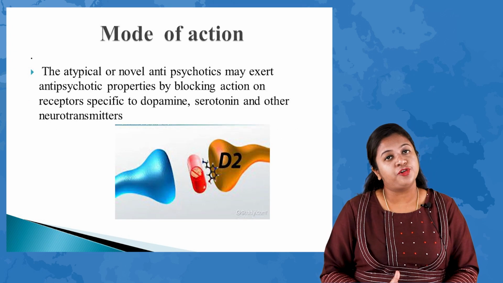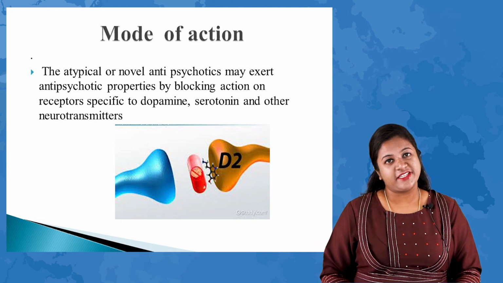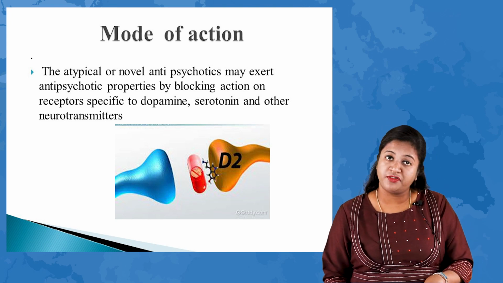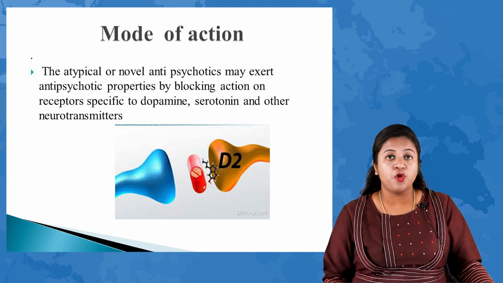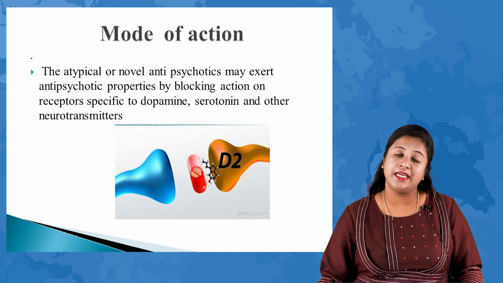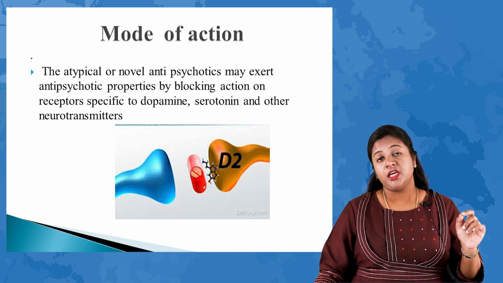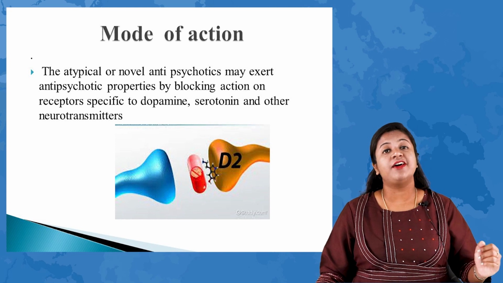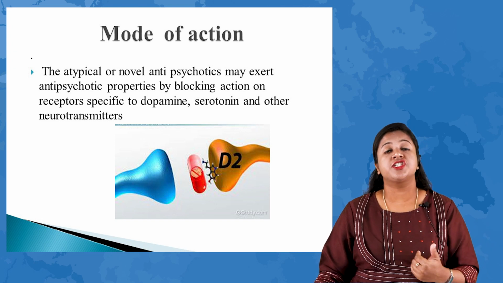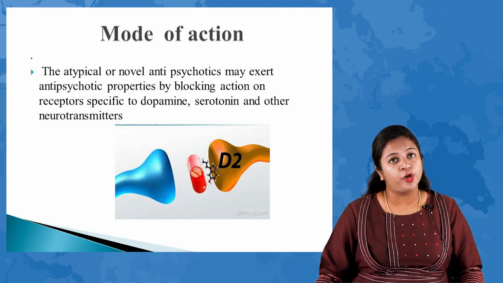Moving on to the mode of action of the atypical or the newer or novel antipsychotics. These act by blocking the action of receptors which are very specific to certain neurotransmitters like dopamine, serotonin, and other neurotransmitters. You know very well, in the case of a schizophrenic condition, the level of dopamine is increased. That is one of the changes which happens in schizophrenia, increased level of dopamine, right? So these drugs will act specifically on the receptor sites related to dopamine and serotonin as well as other neurotransmitters. So that was the mode of action.